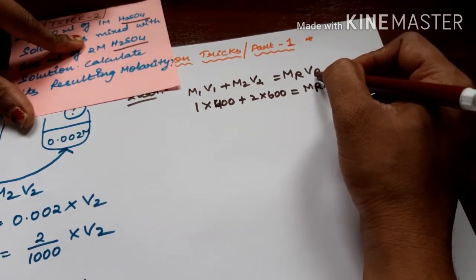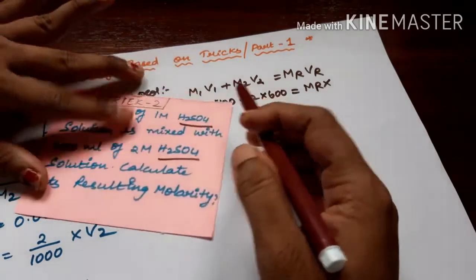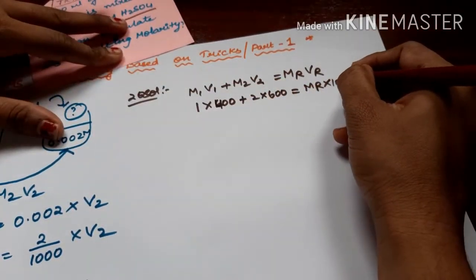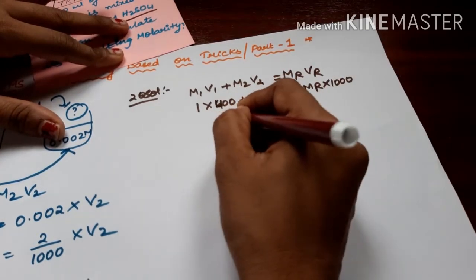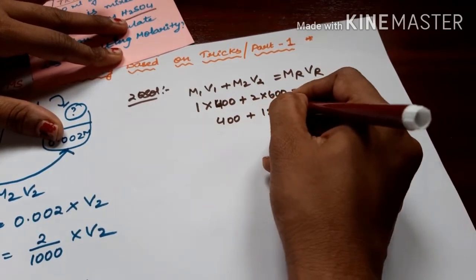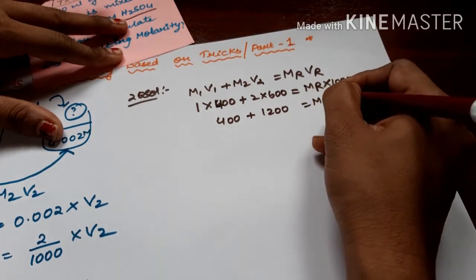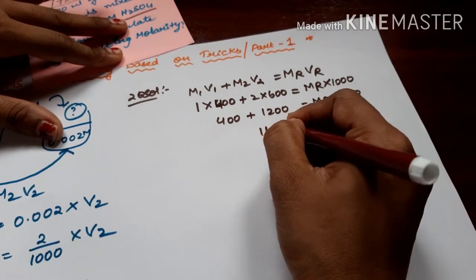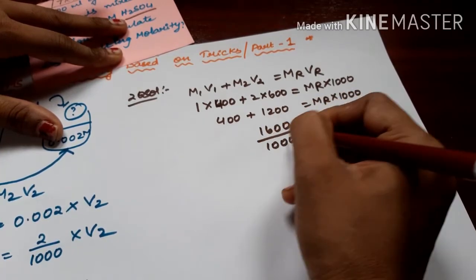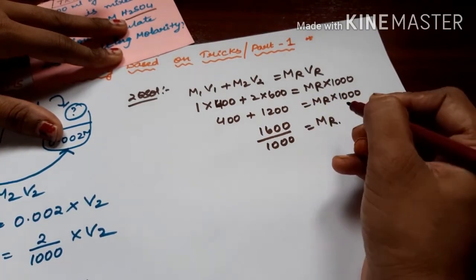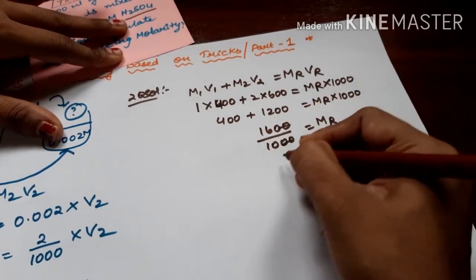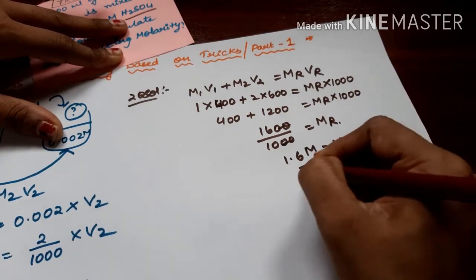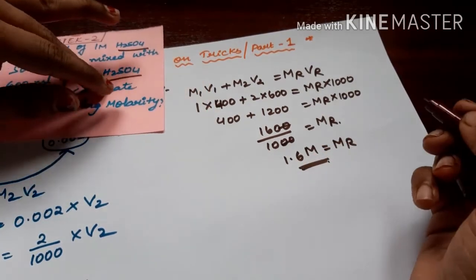Here the resulting volume is 400 ml plus 600 ml, which is nothing but 1000 ml. So 400 plus 1200 is equal to MR into 1000. 400 plus 1200 is 1600, divided by 1000 is equal to MR. We get 1.6 molarity. That means the resulting molarity is 1.6 molar.